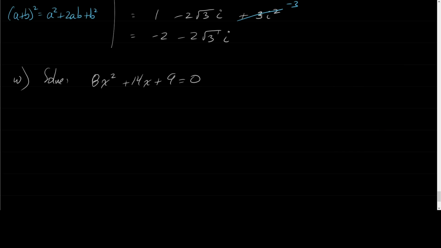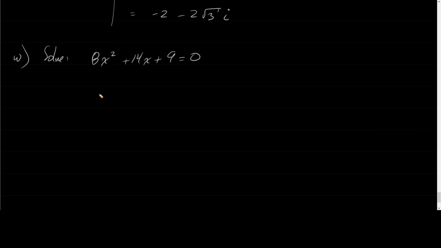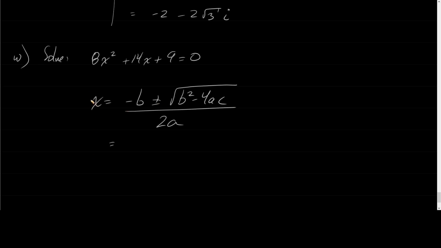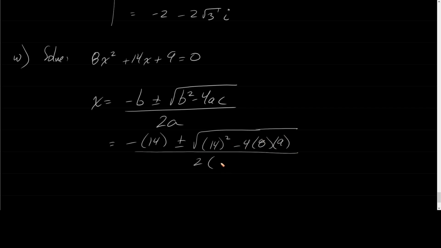Well, we can have the quadratic formula. And the quadratic formula was x is equal to negative b plus or minus the square root of b squared minus 4ac all over 2a. And, well, now all we need to do is plug stuff in, right? Because this is just based off the quadratic formula. So we have the negative of 14 plus or minus the square root of b, which is 14 squared, minus 4 times a, which is 8, times c, which is 9. All of this over 2 times a, which is 8.